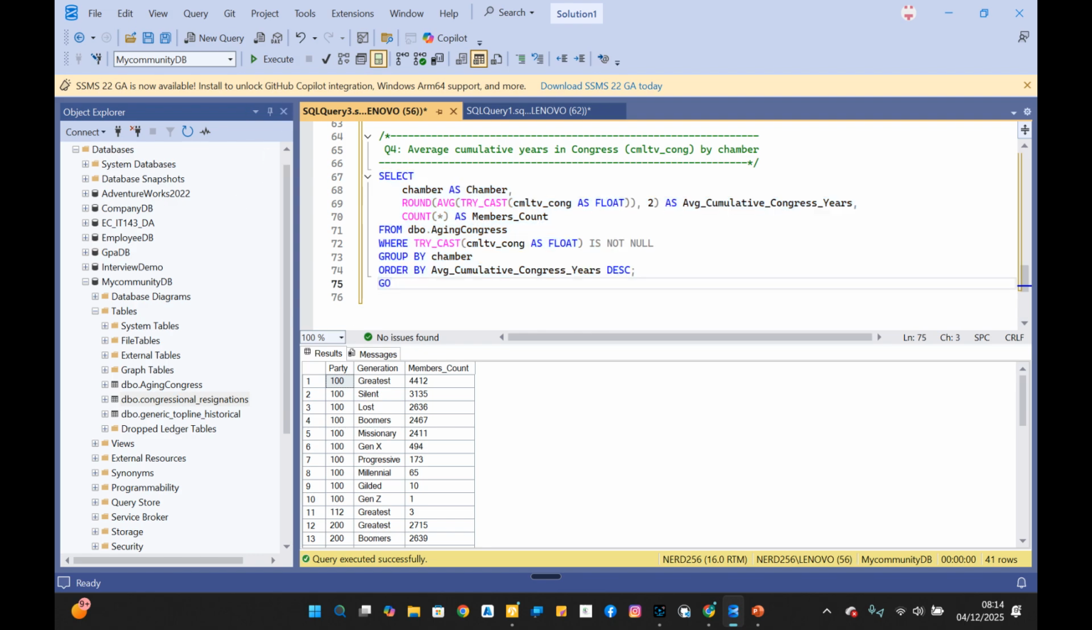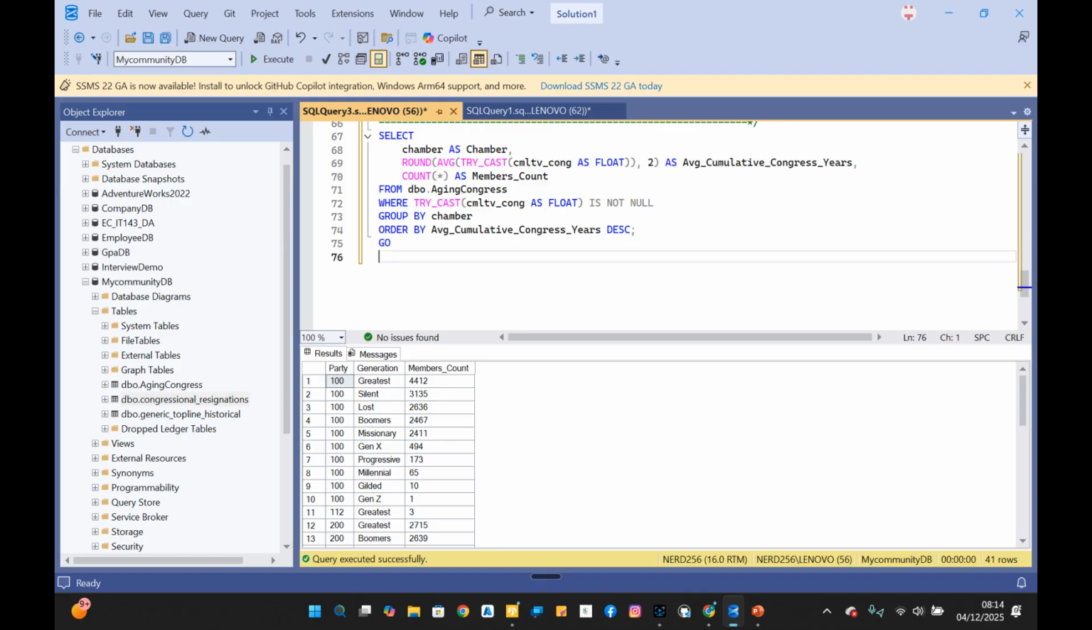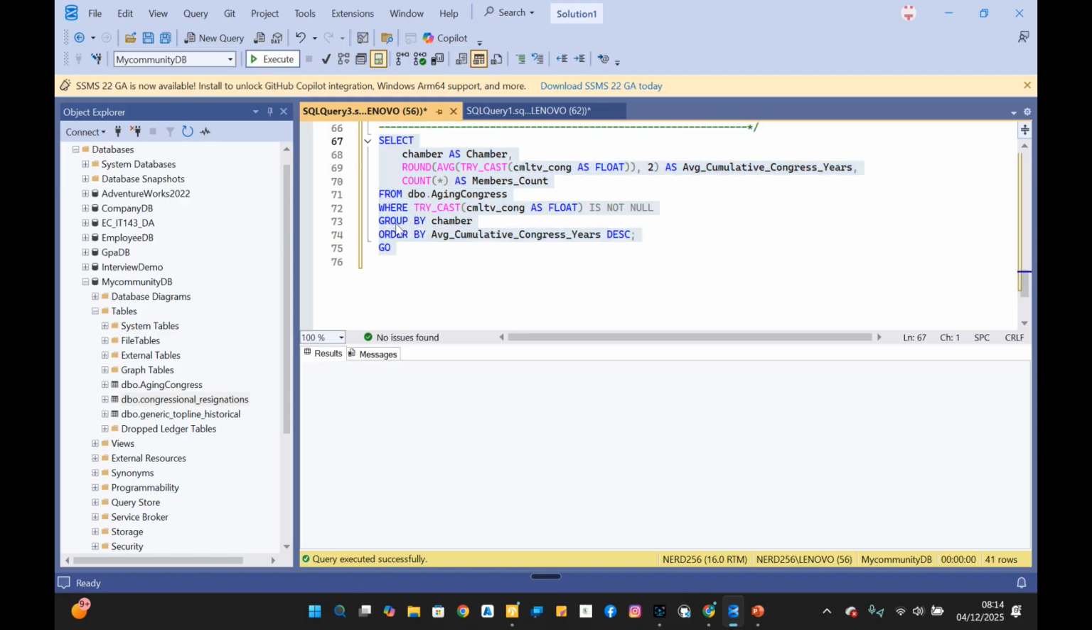So here we are looking at the average cumulative years in Congress. If I run this statement, then you look at the average cumulative years in Congress. Now here under chamber, you'll see Senate and House. So for average cumulative Congress, in Senate we have 7.1, which is a member count of 5,498 members.